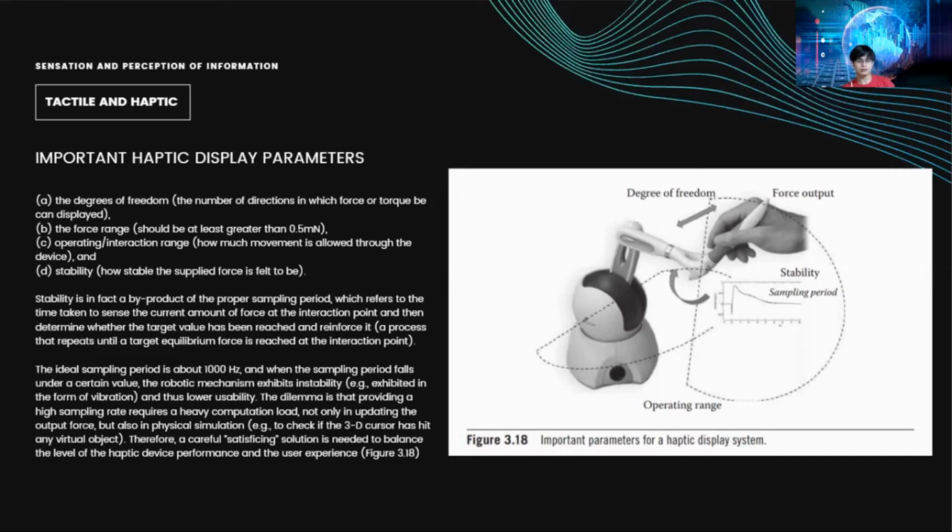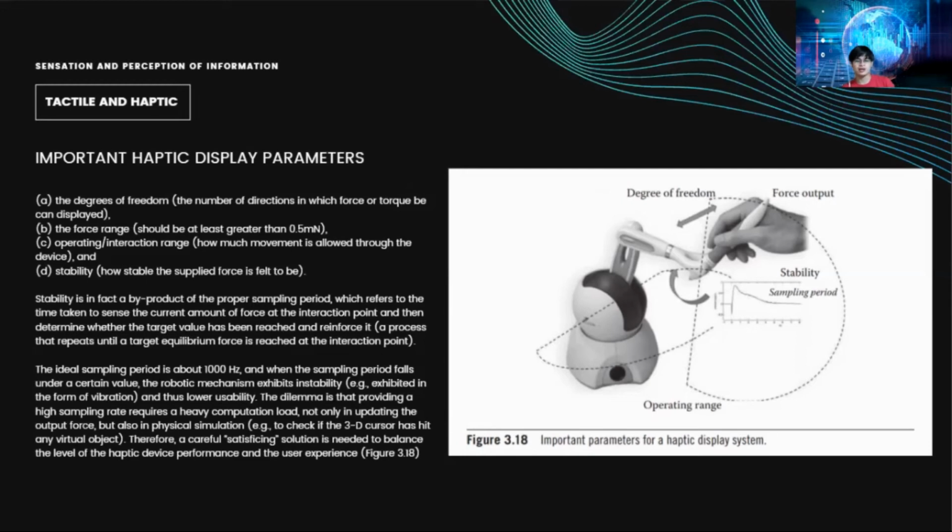Stability is in fact a byproduct of the proper sampling period, which refers to the time taken to sense the current amount of force at the interaction point, determine whether the target value has been reached, and reinforce it. It is a process that repeats until the target equilibrium force is reached at the interaction point. The ideal sampling rate is about 1000 Hz, and when it falls under a certain value, the robotic mechanism exhibits instability.